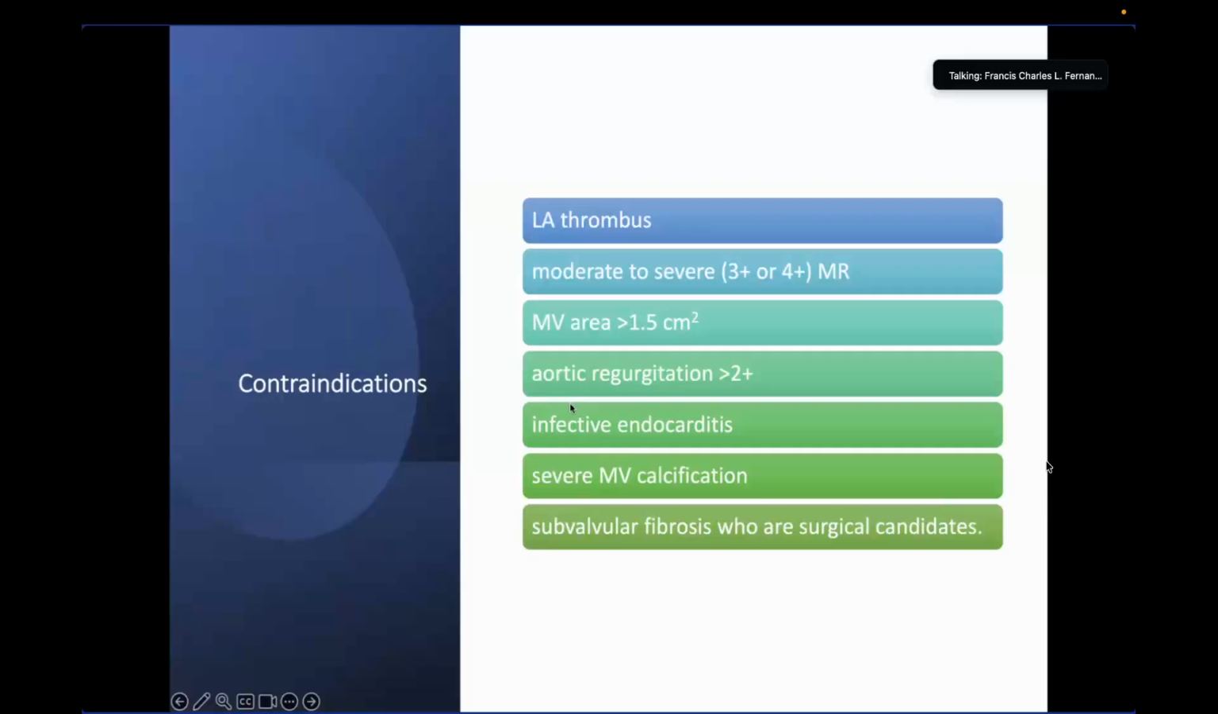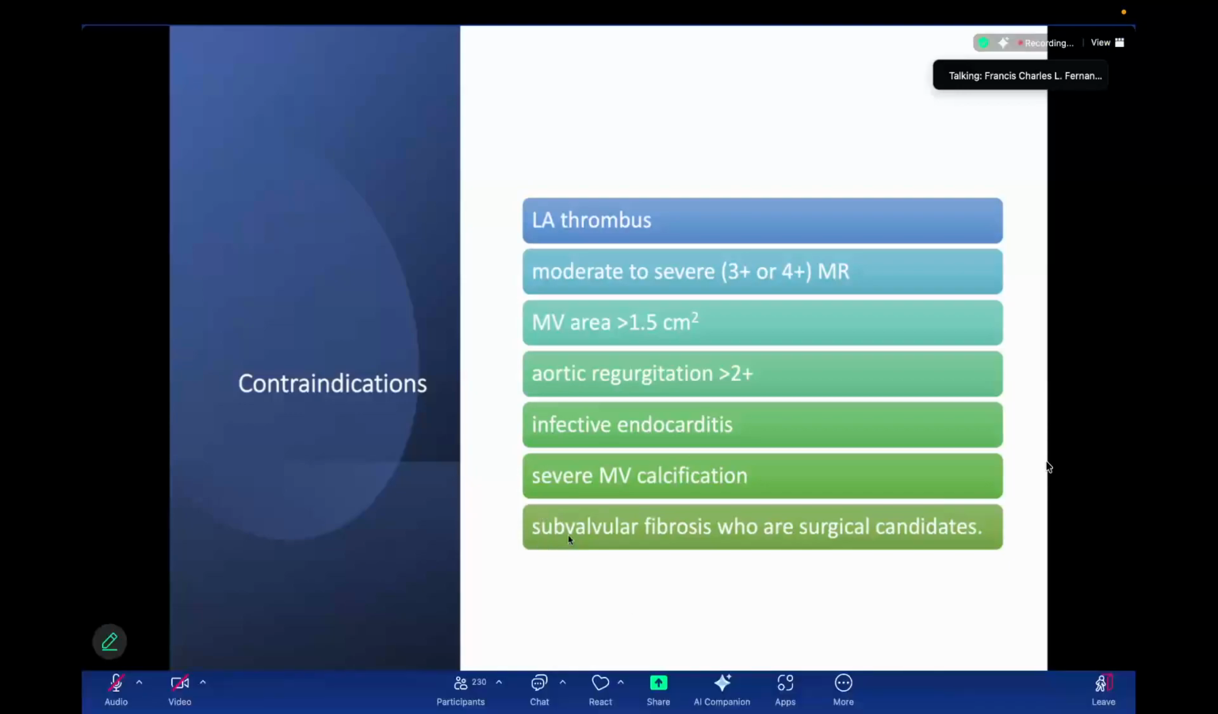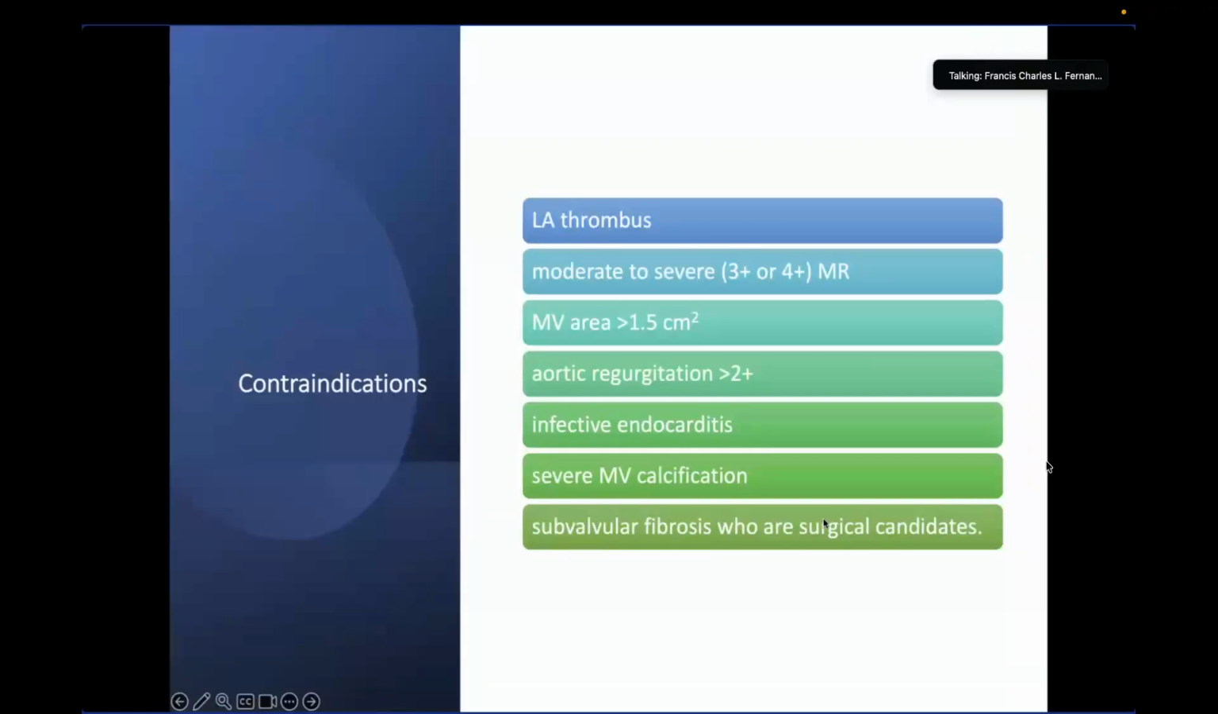Active infective endocarditis, so if not treated, unless it has to undergo treatment for around 6 weeks before surgery. Severe mitral valve calcification, which means a very complicated valve which could not be dilated appropriately by your balloon commissurotomy, and subvalvular fibrosis. So here you may have to place in a new valve and do some modification of the left ventricular outflow tract, the subvalvular area.